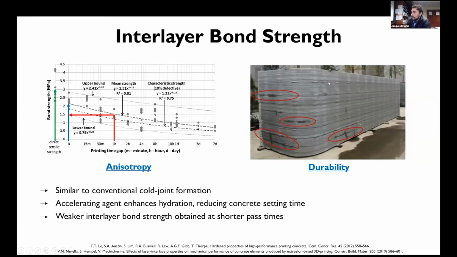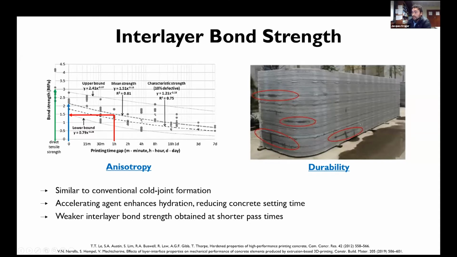This was a structure also printed, I think it was from Narela, yes, where they poured water into that, and you can actually see the water seeping through the interlayers, right? And this is not favorable, especially if you think about including reinforcement into the process, because there will be the potential to accelerate the corrosion rate. So the interlayer bond strength is similar to the conventional cold joint formation that we all know.